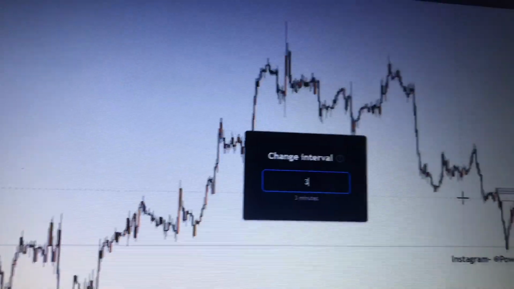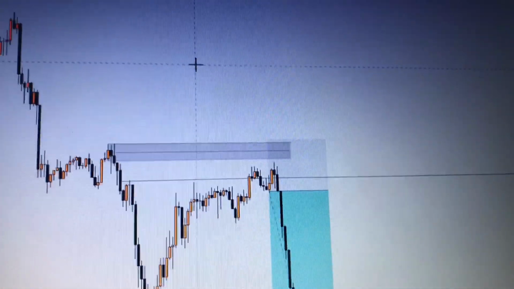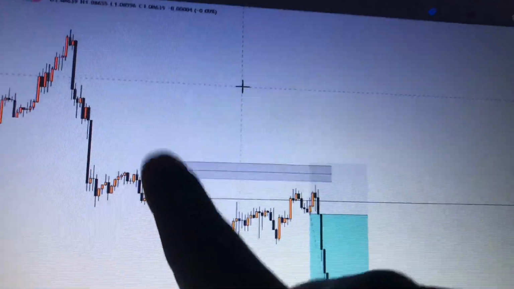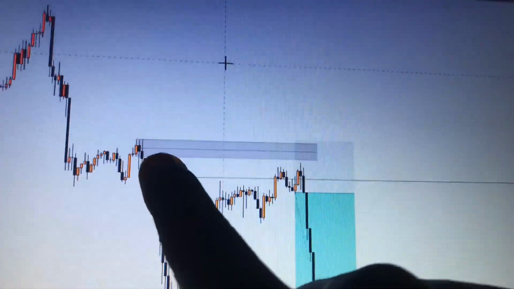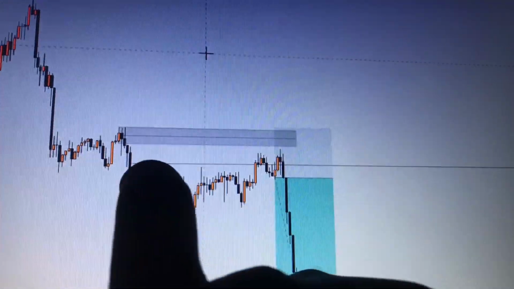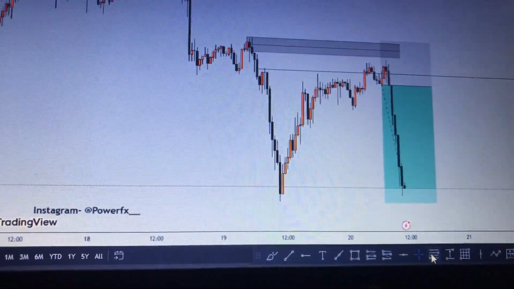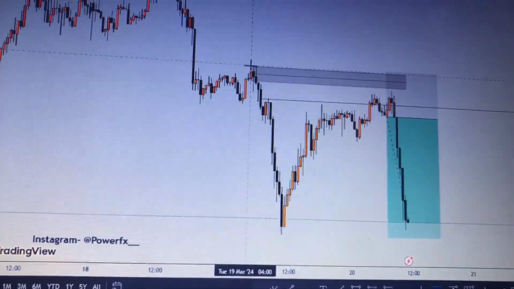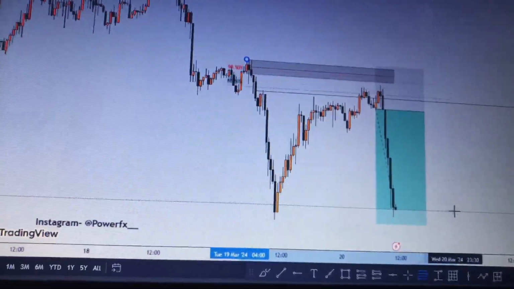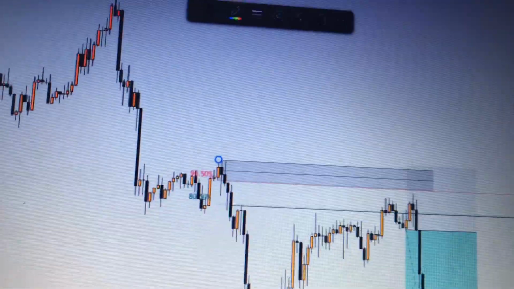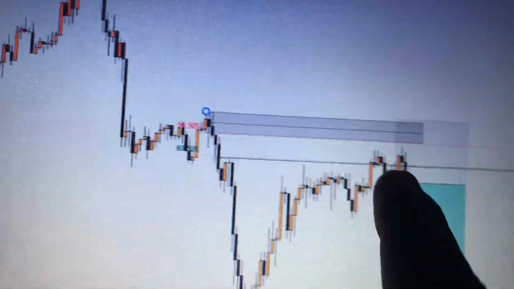On the 30 minutes time frame, I used my supply and demand concept to enter the trade. This was my demand zone. This was my supply zone, breaking this particular structure. Here was the liquidity. When I plotted my Fibonacci retracement tool, I told you guys I always use it to look for possible entries. You guys can see where I sold from.